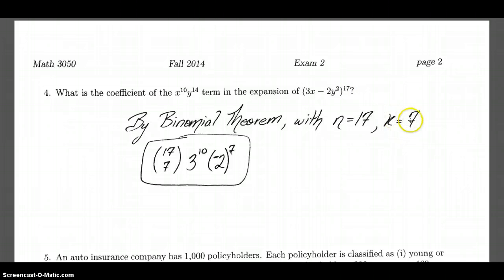So notice that our k here, we can really use either 7 or 10, either the number of lefts or the number of right terms. Either one would be perfectly fine. So 17 choose 7 or 17 choose 10. And then since we're only looking at the coefficient here, this coefficient 3 is going to get raised to the 10th power. The coefficient of negative 2 here is getting raised to the 7th power.